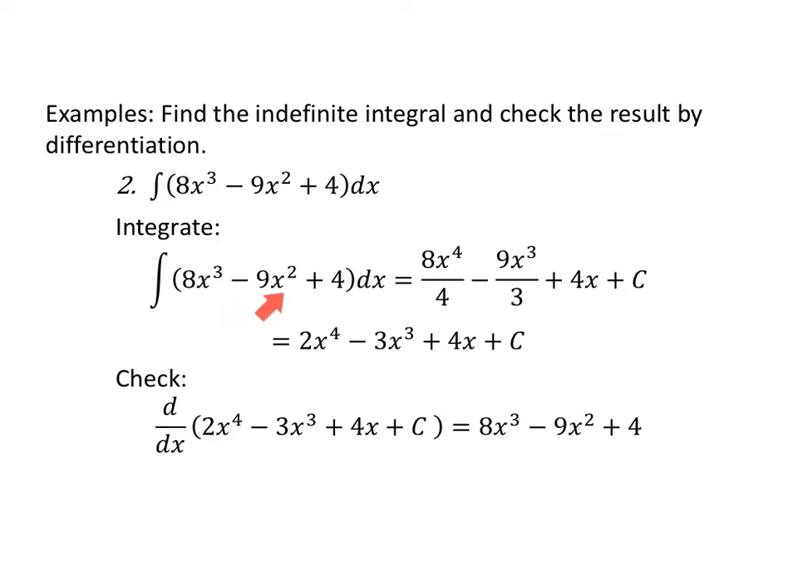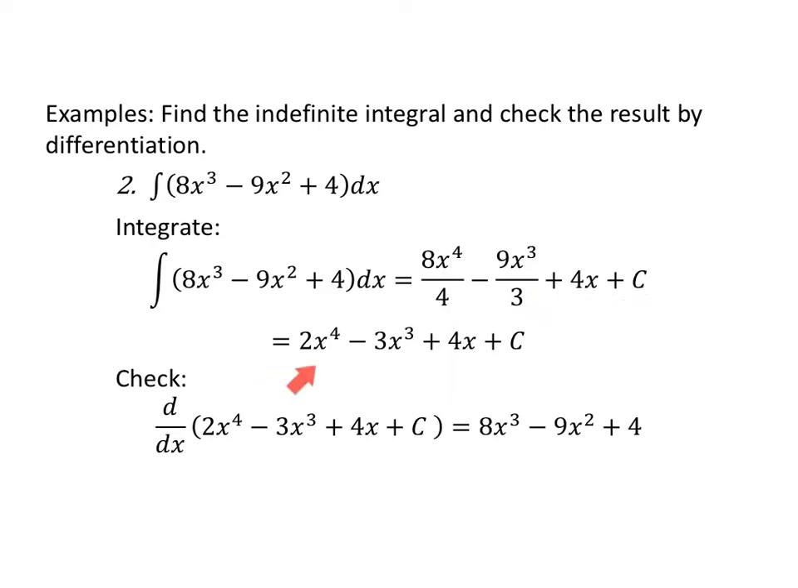The antiderivative of x squared is x cubed over 3. Add 1, divide by that new number, plus the antiderivative of 4. Remember, what has derivative equal to 4? That's right, 4x does. The antiderivative of a constant dx is kx. So we go backwards on that rule, plus c. Simplify, 8 over 4 is 2. So that's 2x to the 4th minus 3x cubed plus 4x plus c.